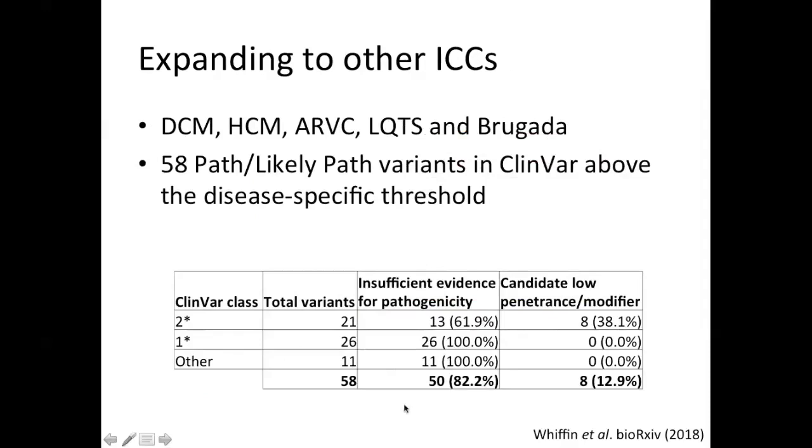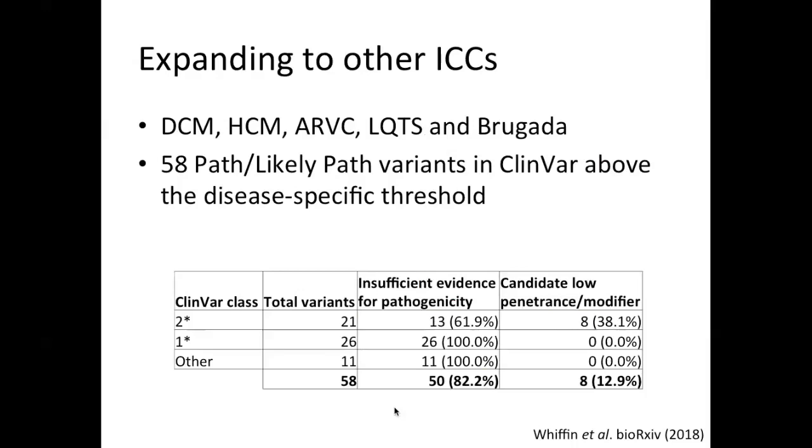So what we did with these 58 variants is we took them and we manually classified them to ACMG, and the majority of them, so 82%, and all of the ones that are 1-star or other, there was no evidence to call them pathogenic or likely pathogenic in our hands.